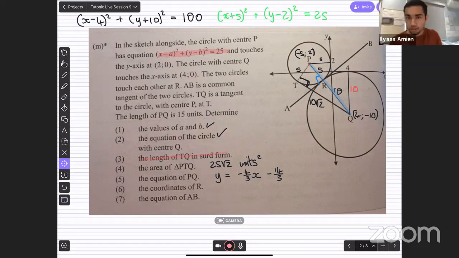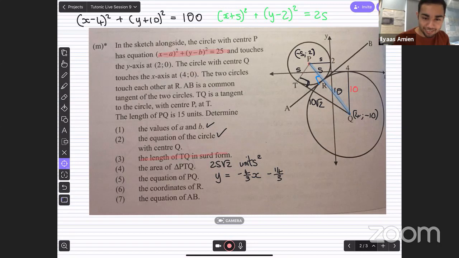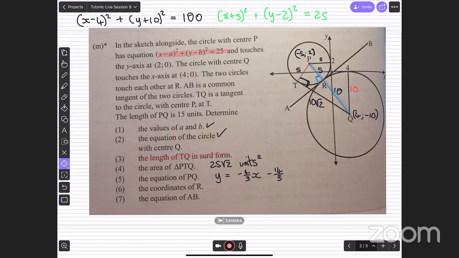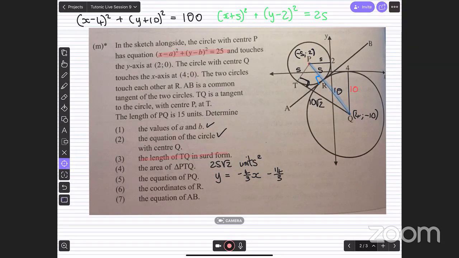Did you work it out? Nafisa, did you also get it? Calculating it. I'm getting there. But you guys see, now that you have the coordinates of R, you have the gradient. So then you can work out the equation. What did Iman say? I got -2 and -2. Okay.